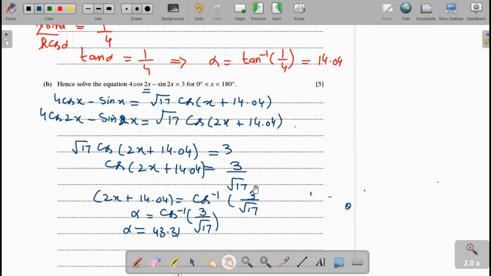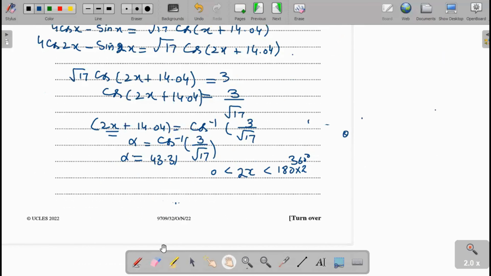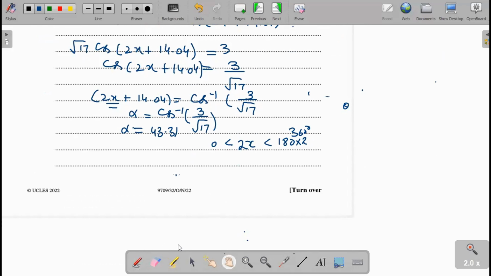You see here the interval is given, x is between 0 and 180 degrees. Now when we take the angle 2x, the interval becomes 180 multiplied by 2, which is 360 degrees. Therefore, we will take the value of 2x in the first and fourth quadrants. Now when we take the value in the first quadrant, the value in the first quadrant will be theta equal to alpha.